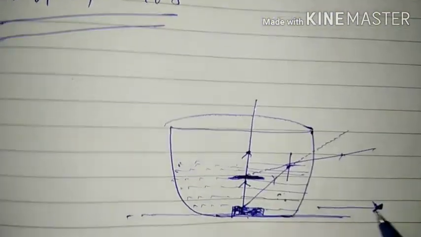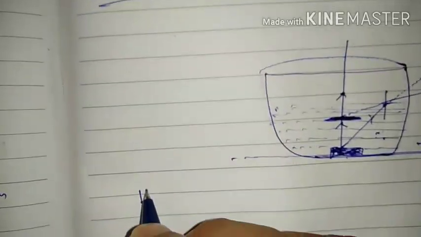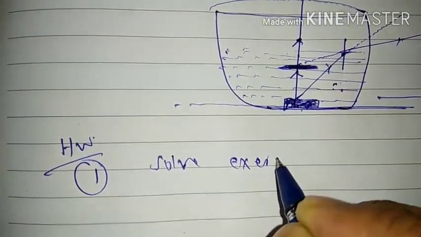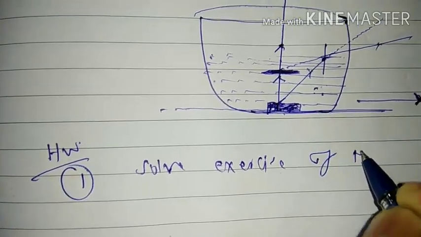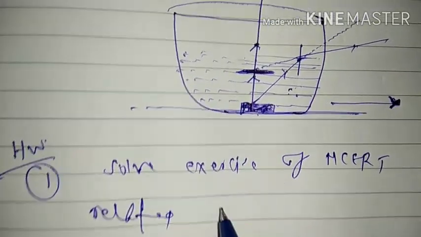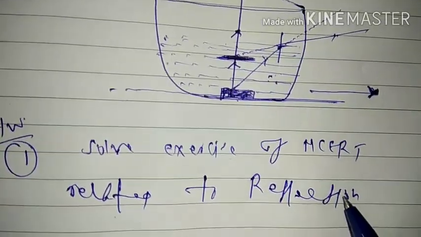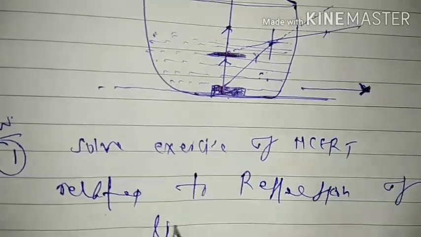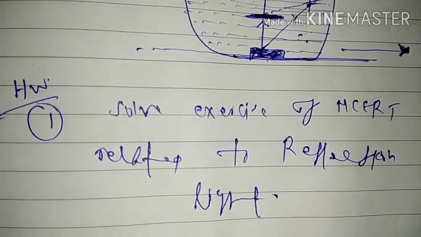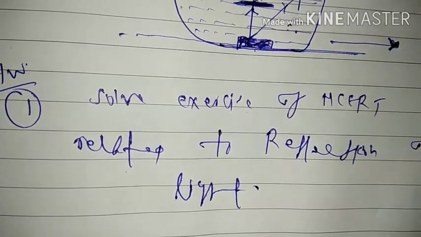So I am concluding my lecture today, and I am giving you some homework. First, solve the NCERT exercise related to reflection of light, because we have already completed reflection of light. Now your revision and solving numericals will be really useful to give you complete information, and this knowledge will be fruitful to you.